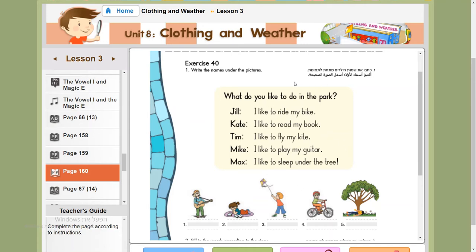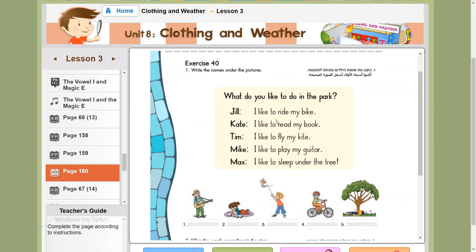You have to start reading this and then write the names under the pictures. Okay, let's read it together. What do you like to do in the park? The park. Do you remember this word? Park. Great. What do you like to do in the park?